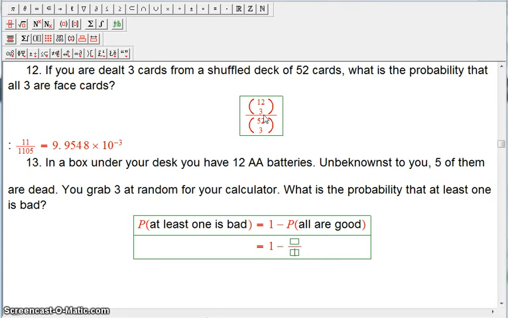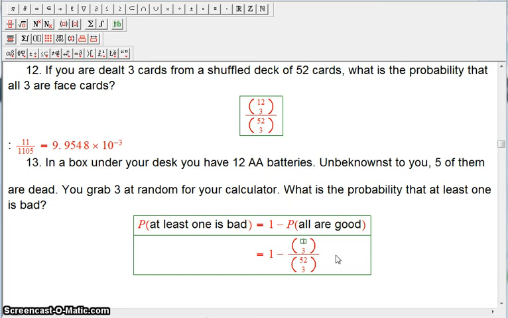So again, we're going to get, well, let me just copy this in, actually. We're going to get something like this. Okay. We're actually still 3 on the bottom. We're still choosing 3 things. Okay, we've got 12 batteries to choose from. The whole sample space is how many ways can we choose 3 batteries out of 12?